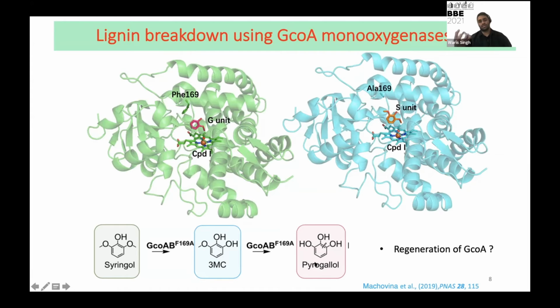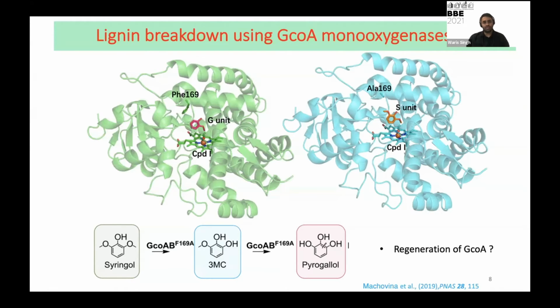And also, because these are monooxygenases, what that means is they can only insert one oxygen atom into the organic molecule. So how did this enzyme regenerate to accept 3-MC as the substrate to perform this catalysis? So these are a few questions which we are addressing using MD simulations and free energy calculations.